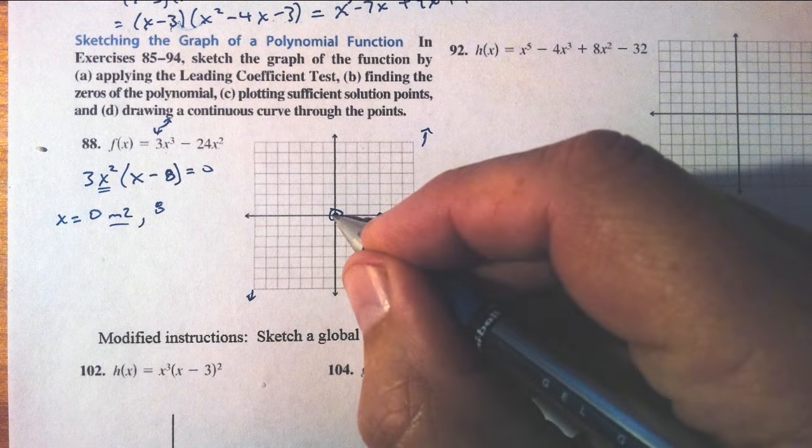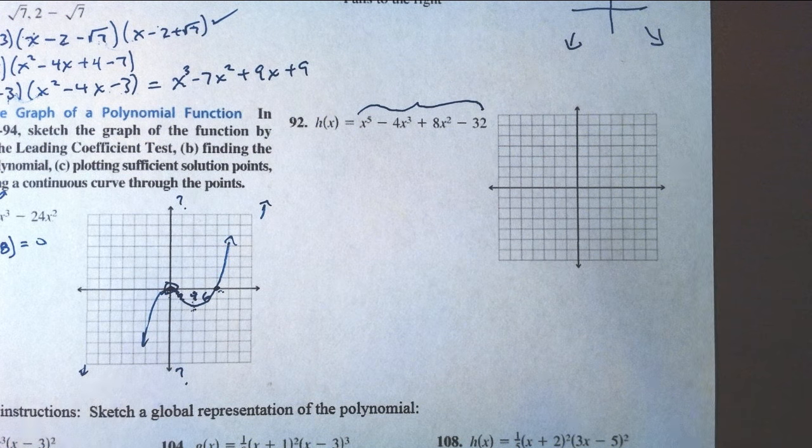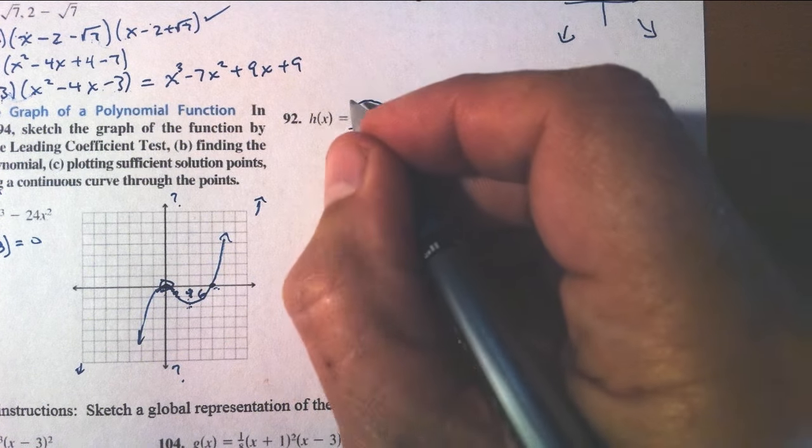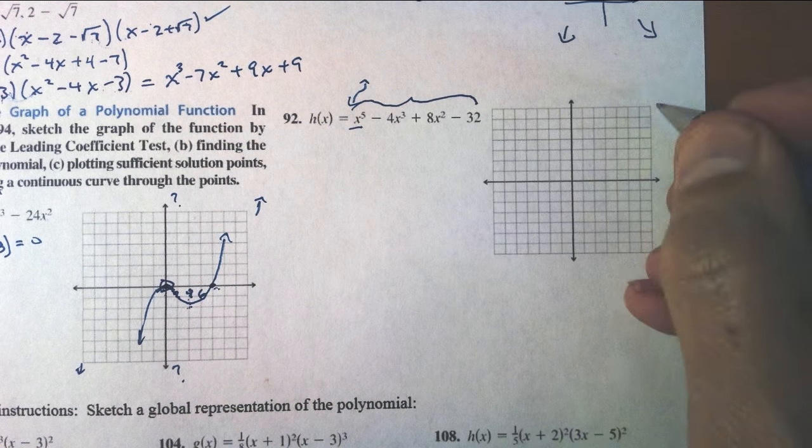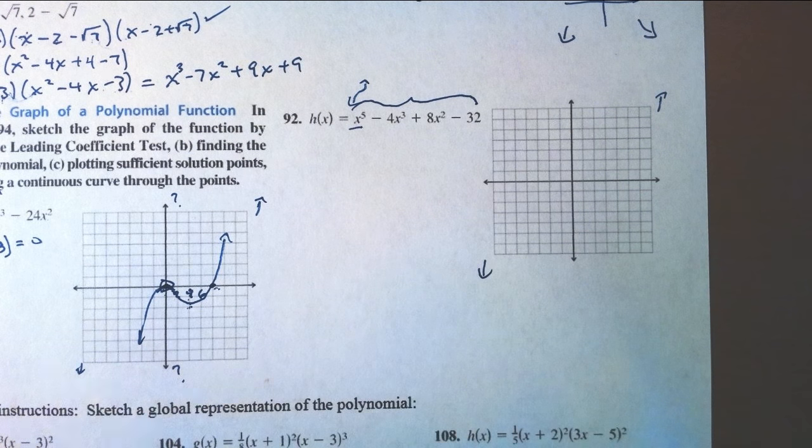Okay, that is 88. Let's take a look at 92. 92, I'm hoping this thing can factor. If we've got 4 terms, again, we're always going to try to factor something out, but I can't factor anything out. If we've got 4 terms, our hope when we set this thing equal to 0 is that we can factor by grouping. But first things first, this wants to look like positive x to the 5th. It wants to rise to the right, fall to the left.